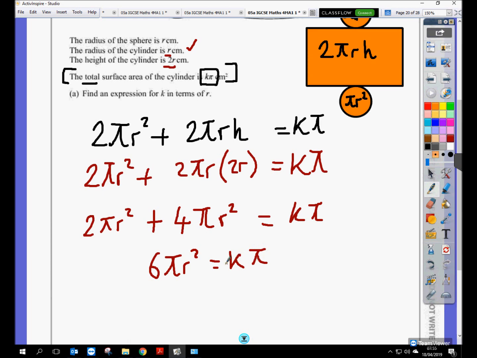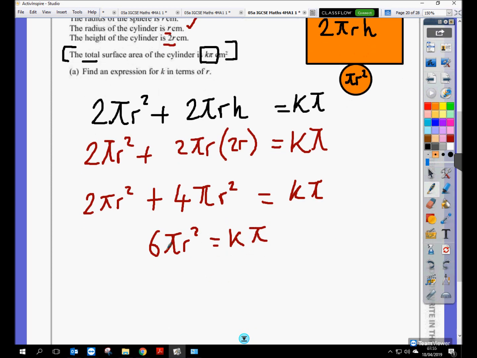And now we can compare the coefficient of k. We can divide both sides by pi. The pi's cancel. And we're left with 6r squared is equal to k, which is the answer to the question.